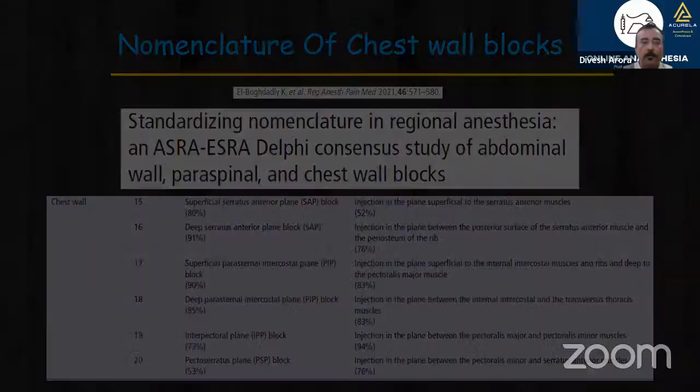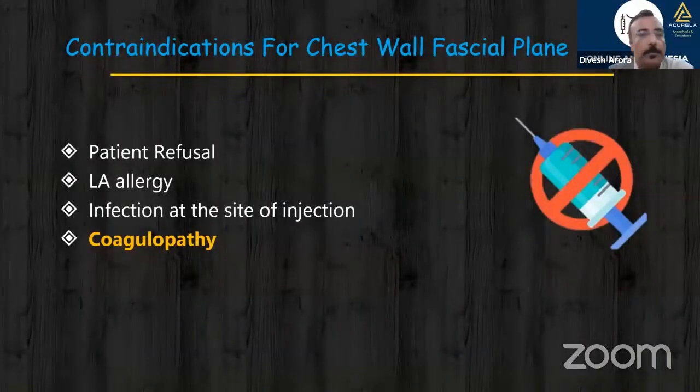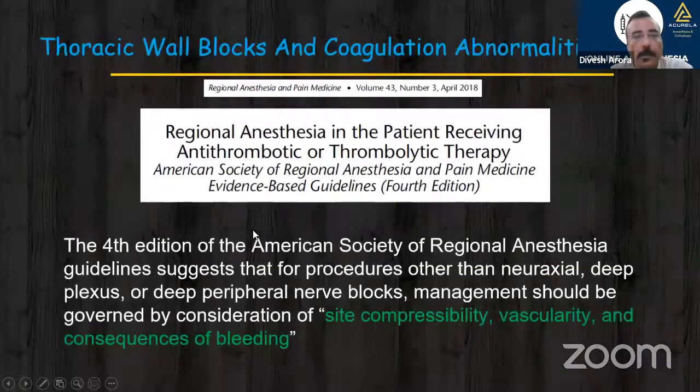So any contraindications? These are the usual: patient refusal, allergy, infection at the site of injection. And what about coagulopathy? If we look at the guidelines by ASRA, fourth edition, they stated that for blocks other than neuraxial, deep peripheral nerve blocks, the management should be governed by consideration of three important things: the vascularity of the space, if actually the vessel punctures, whether you will be able to compress it or not, and if you're not able to compress it, what are the consequences of the bleeding.